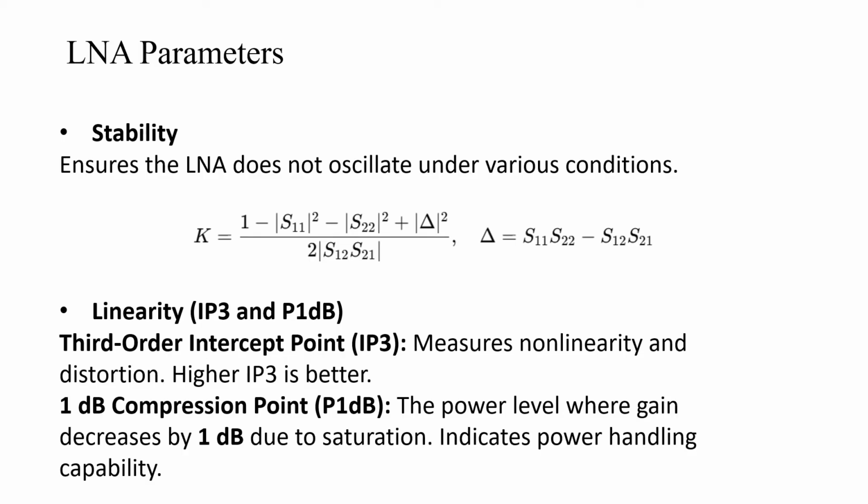Linearity, measured by IP3, third-order intercept point, and P1 dB, 1 dB compression point. IP3 represents nonlinearity and distortion. Higher values indicate better linearity. P1 dB, the power level where gain drops by 1 dB due to saturation, indicating power handling capability.